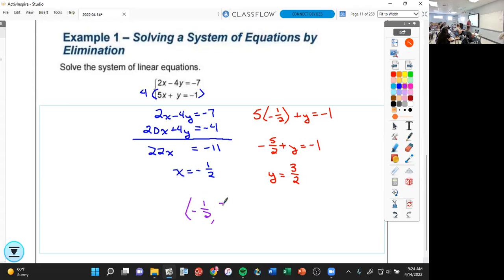-1/2, 3/2. And of course, the next logical step would be to go ahead and plug it in and make sure, right? Okay. I'm going to assume that y'all know how to do that. I don't want to spend time on that process.